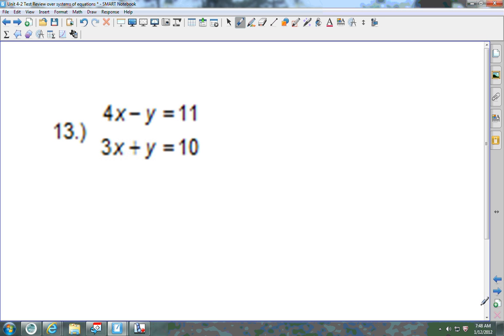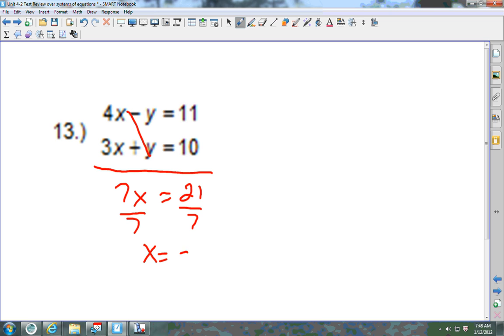Next one. Right here when I go to solve, 4x and 3x is 7x. The y's make 0 and go away. 11 plus 10 is 21. Divide by 7. X equals 3. So I have 3, and I need to find my y number. Choose one of the two equations. I'm going to write this one out here to the side: 3x plus y equals 10.